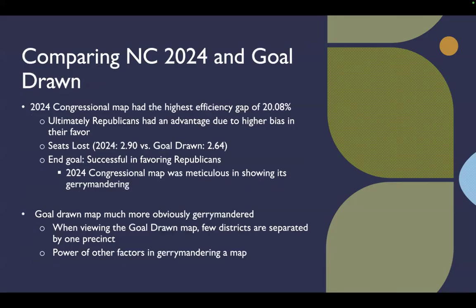And then comparing the NC Congressional 2024 to the goal drawn, the 2024 congressional map had the second highest efficiency gap, and ultimately Republicans had an advantage due to their higher bias in their favor. Again, seats lost was 2.9 to 2.64, and the end goal was successful in terms of favoring Republicans. However, as we stated, it was a bit more meticulous in showing its gerrymandering. It wasn't necessarily so out there, and as you can see in the graph, it was a pretty sizable difference. The goal drawn map was more obviously gerrymandered. When viewing the goal drawn map, fewer districts are separated by one precinct. And the power of other factors in gerrymandering was evident as displayed within our results.